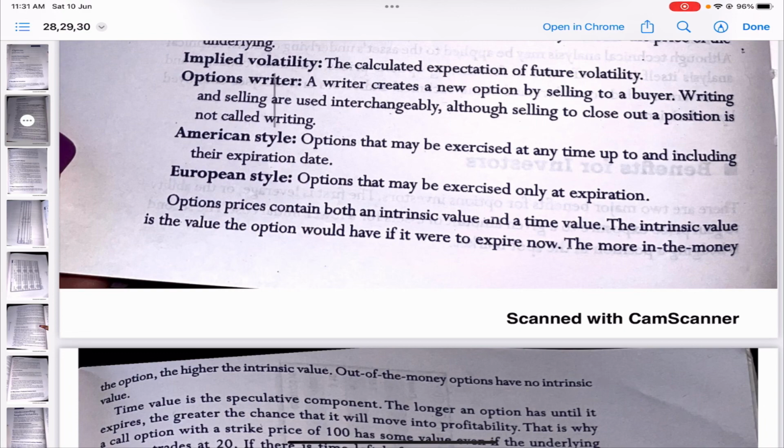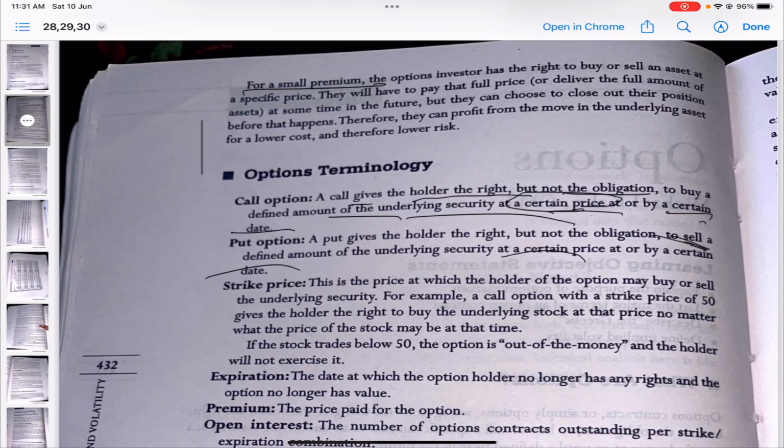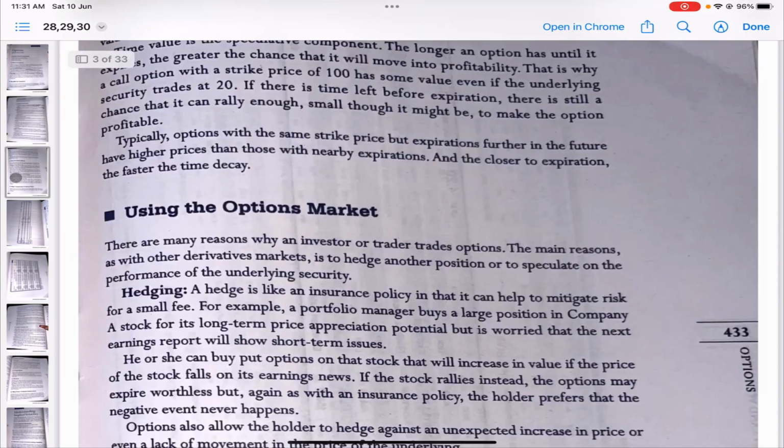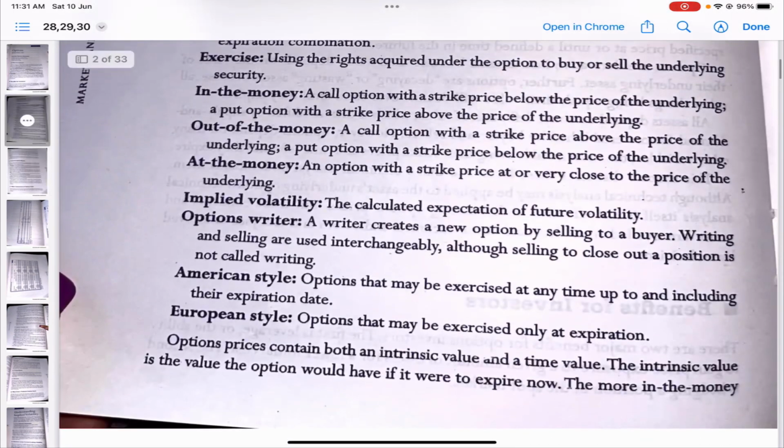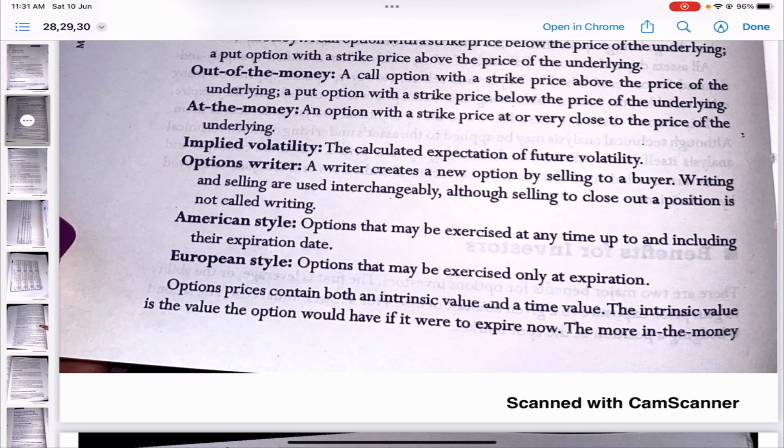Okay. Options writer. Now what is an option writer? An option buyer is one person, and the option seller is the option writer. So wherever options writer is mentioned, just know that they are talking about the option seller only.